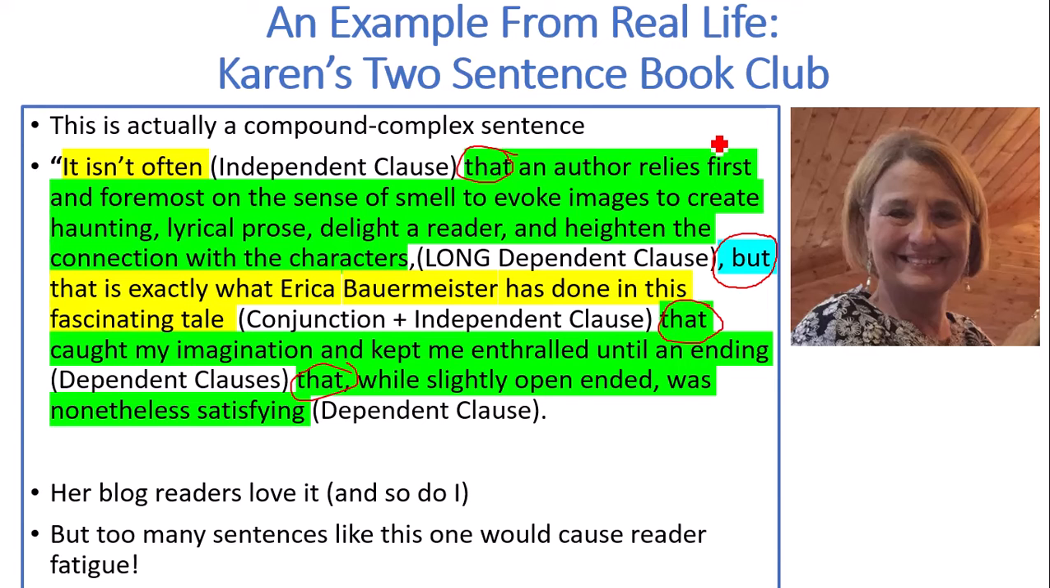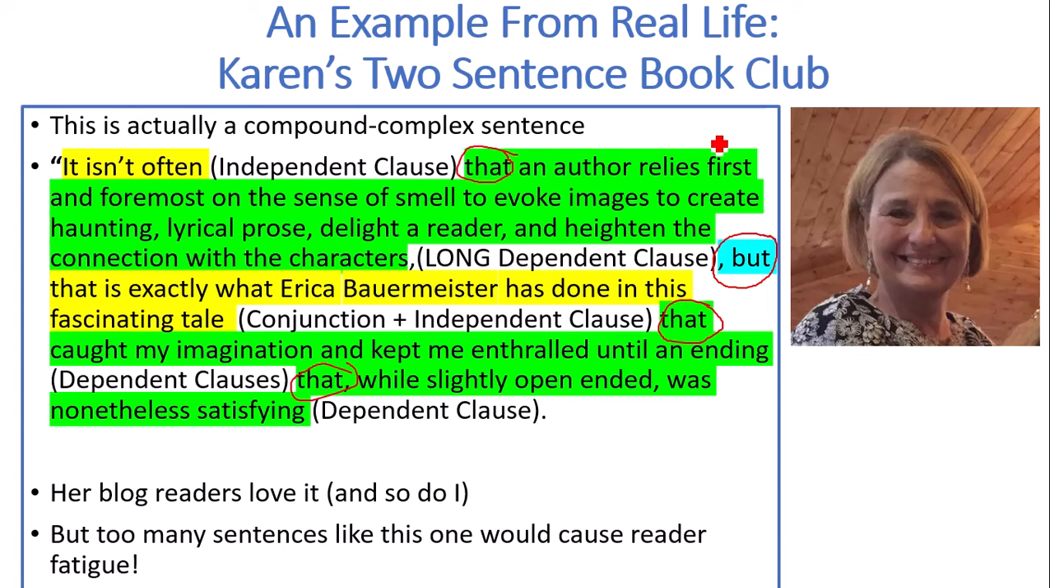It isn't often that an author relies first and foremost on the sense of smell to evoke images, to create haunting lyrical prose, delight a reader, and heighten the connection with characters. But that is exactly what Erica Bauermeister has done in this fascinating tale that caught my imagination and kept me enthralled until an ending that, while slightly open-ended, was nonetheless satisfying.